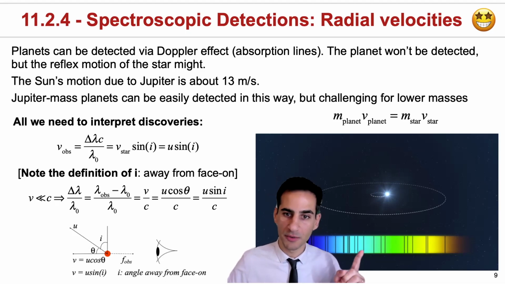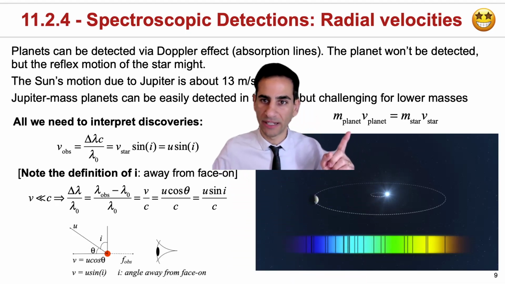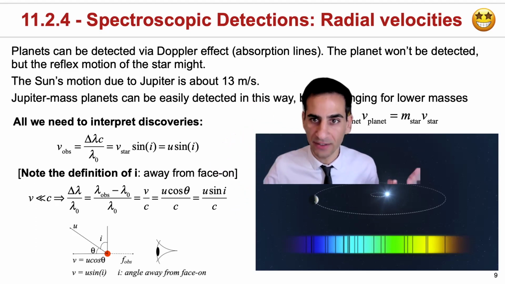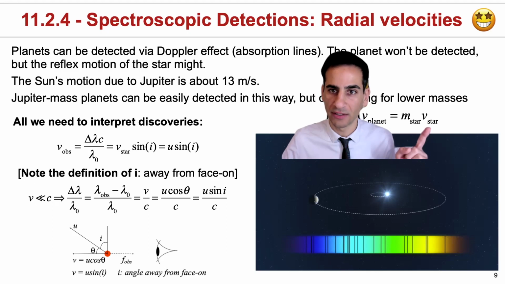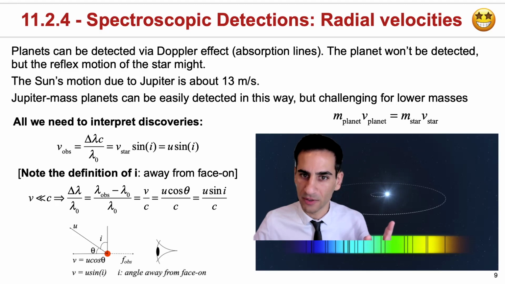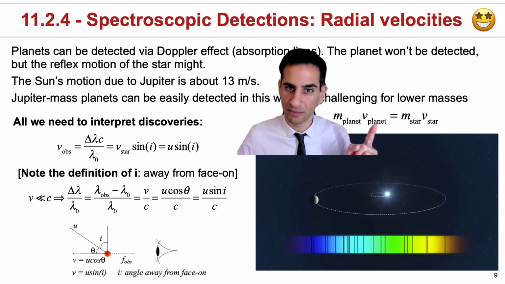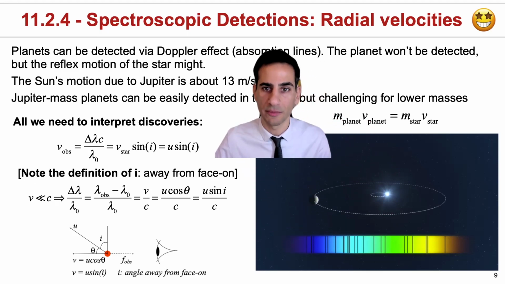And this will allow us to solve for the mass of the planet, because we've seen in section 8 that we can calculate the mass of the star. Through the Doppler effect, we can calculate the velocity of the star. We can also use the period and Kepler's laws to infer the average velocity of the planet, and therefore we can solve for the mass of the planet.